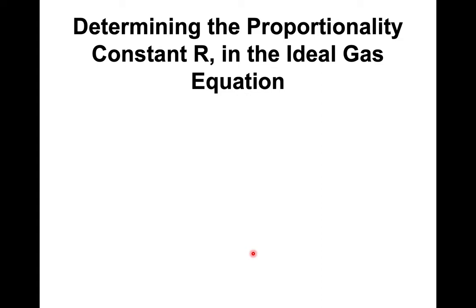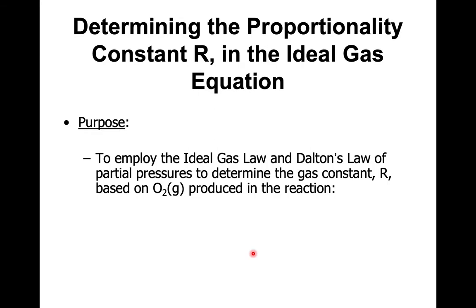Lab for determining the proportionality constant R in the ideal gas equation. The purpose of today's lab is to employ the ideal gas law and Dalton's law of partial pressures to determine the gas constant R based on oxygen gas produced in the following reaction. Hydrogen peroxide decomposes to form water and oxygen. So 2 moles of hydrogen peroxide decompose to form 2 moles of water and 1 mole of O2 gas.